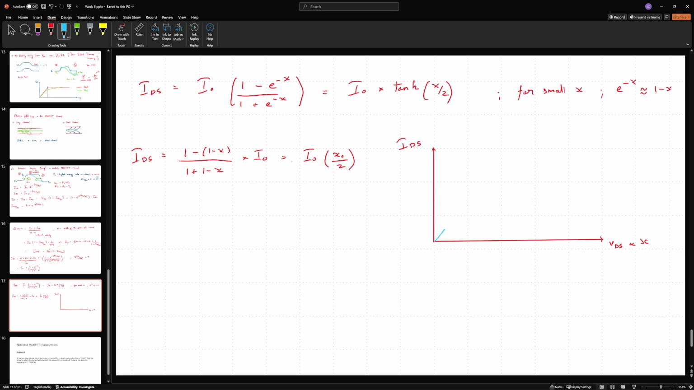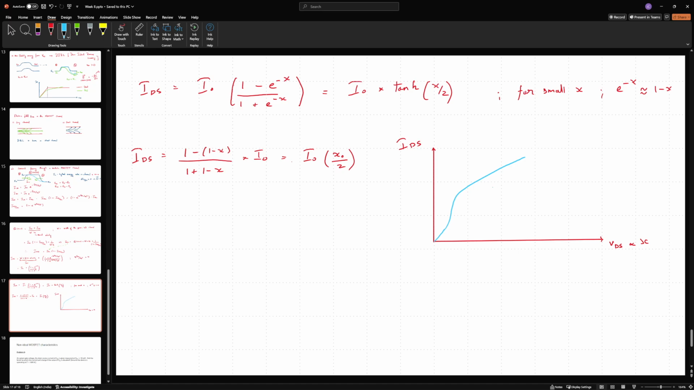Now, what happens for very large x? For very large x, e to the power minus x will tend to 0. But remember that always the denominator is going to be larger than the numerator, because a small number close to 0 is being added and a small number close to 0 is being subtracted. So as VDS is constantly increasing, this line will never straighten out completely. And in between, the tan hyperbolic function actually looks like a tangent function. So the graph will rise like this. There will be an inflection point somewhere in the middle, and then it will kind of peter out.